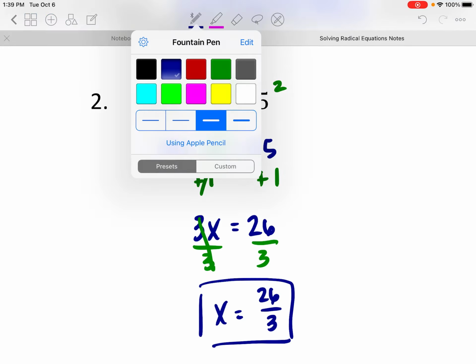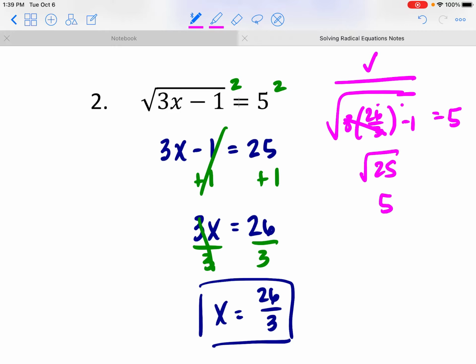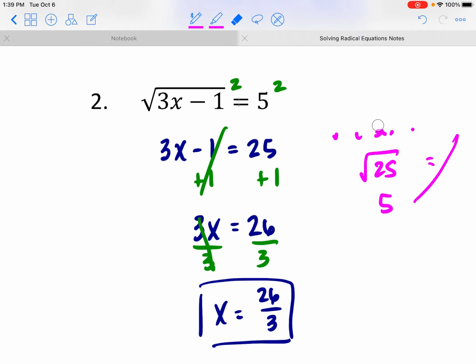Maybe not as nice to check, but we could plug it in and check, right? If we did 3 times 26 over 3 minus 1 under the radical, it should equal 5. These 3's will cancel. 26 minus 1 is 25, and the square root of 25 is, in fact, 5. So this one checks out as well. Okay? Alright, moving right along.